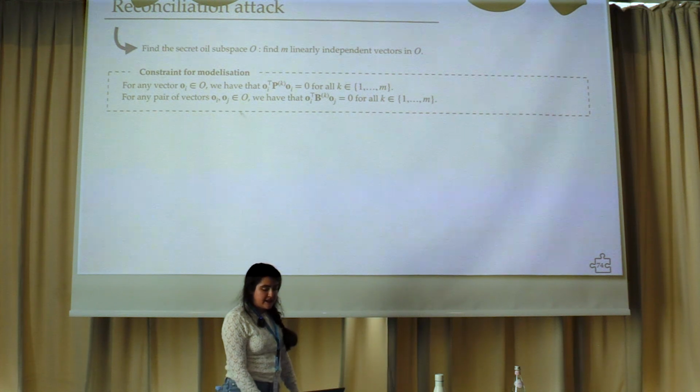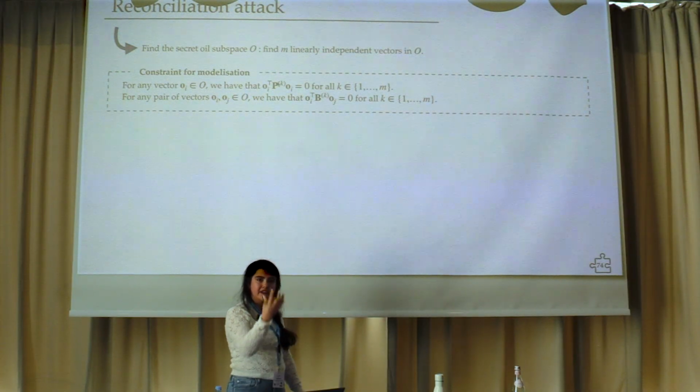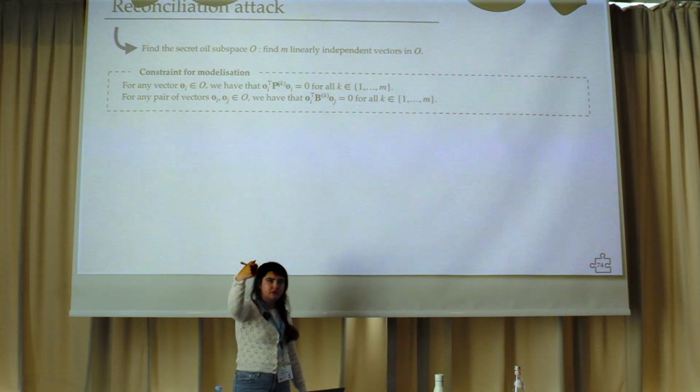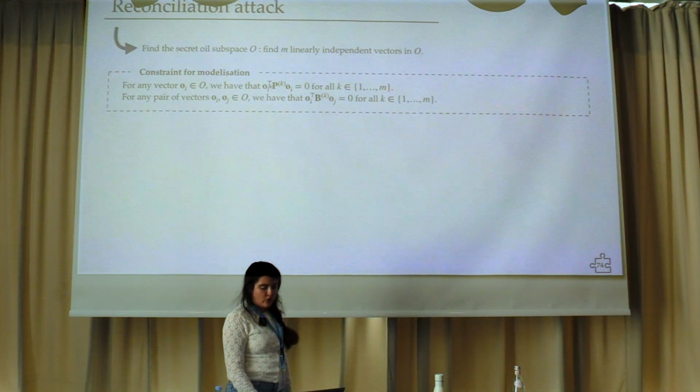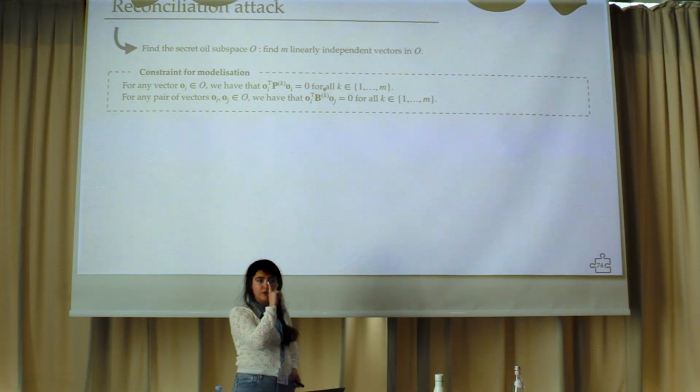First thing that I know is that all of the polynomials in my quadratic map evaluate to 0 on the oil space, right? So if you have some vector O_i in the oil space, you have that O_i times P times O_i is equal to 0, okay? That is one thing that I know, and I know this for all polynomials.